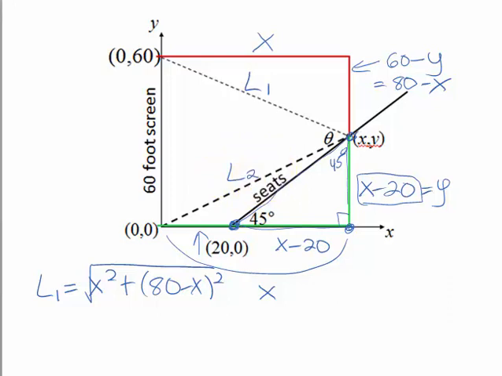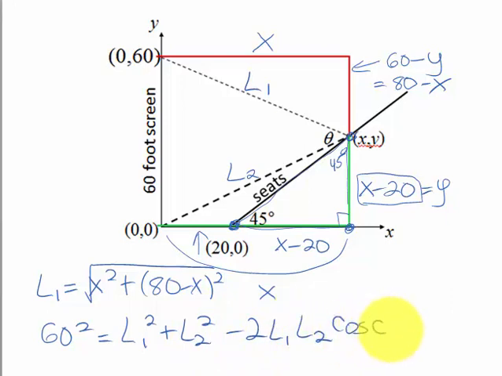But bottom line, once we have those two lengths, we can use the law of cosines to write an expression for theta. If you remember the law of cosines from trig, we go with the side opposite the angle we want to know, that's 60, and it says that side squared equals the sum of each of the other sides squared, L1 squared plus L2 squared, minus 2 times the product of those sides times the cosine of the angle between those two sides. So here is the law of cosines.